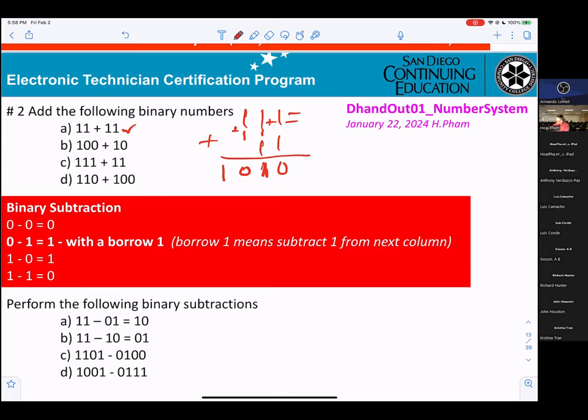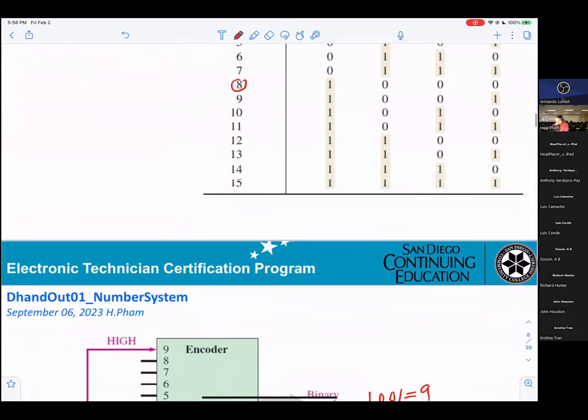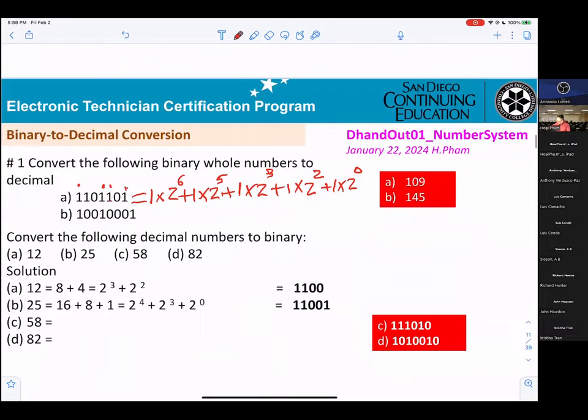What number is 1 1 1? Seven, right? Seven. And 1 1 will be three. 7 plus 3, you get number 10. And 1 0 1 0 means number 10. If you don't know, you can see on that one here. 1 0 1 0. That means number 10. Okay, so that will be telling you if you try to add it, okay?